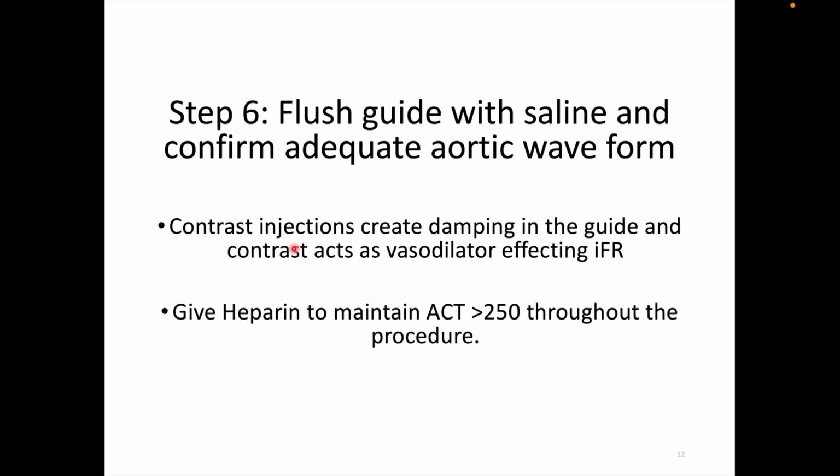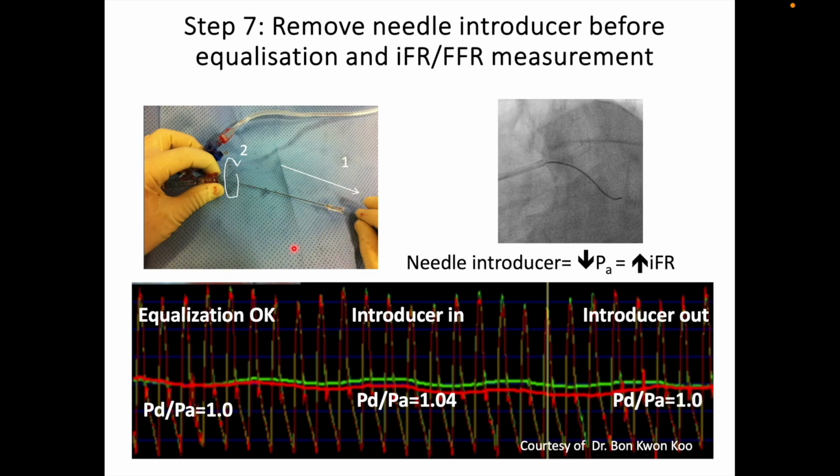Now take your wire into the guide catheter, and then you take it further till your wire comes out, and the junction of the radio-opaque with the translucent wire, that's where the pressure sensor is. So this point has to be just outside the guide catheter tip, and now you are ready for normalization.